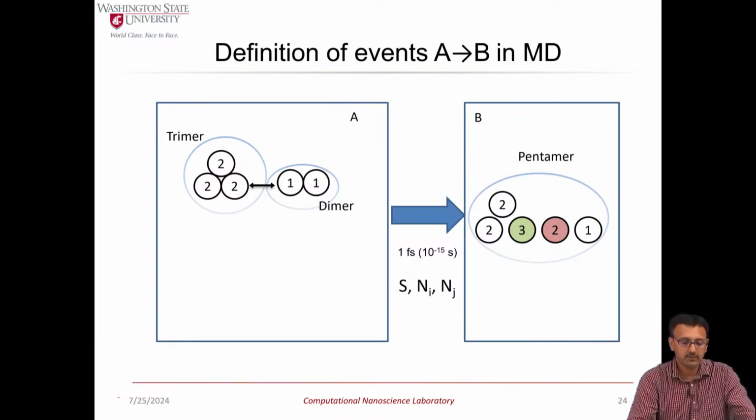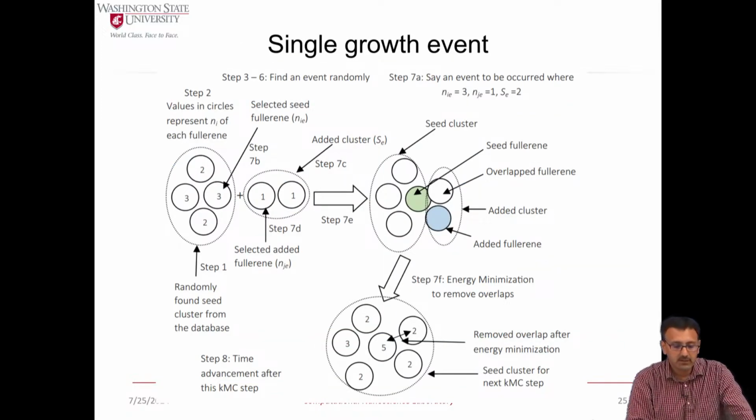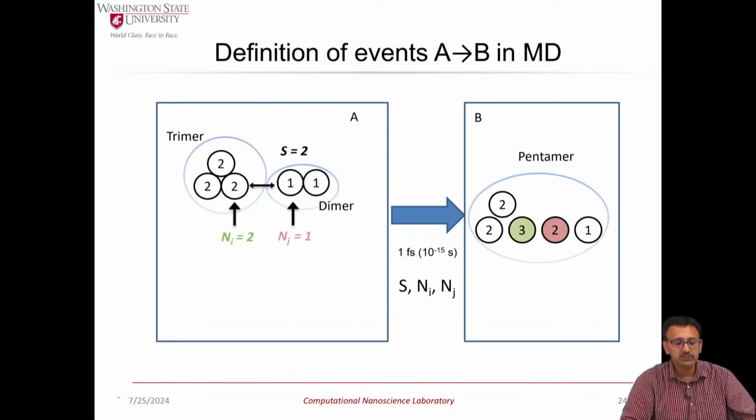Let me erase this for clarification. So, again, this is the size of the added cluster 2, the number of nearest neighbors of the site on the seed fullerene where the addition is happening is 2, and the number of nearest neighbors of the added cluster is 1. So, how do we get these rates, right? We have to do some sort of calculation or experiments.